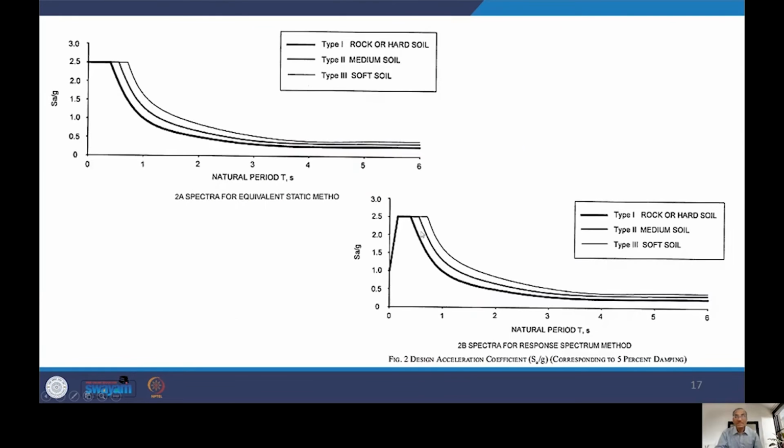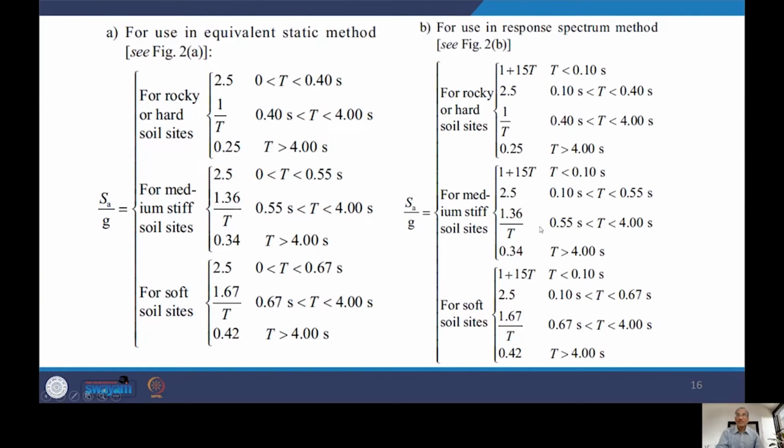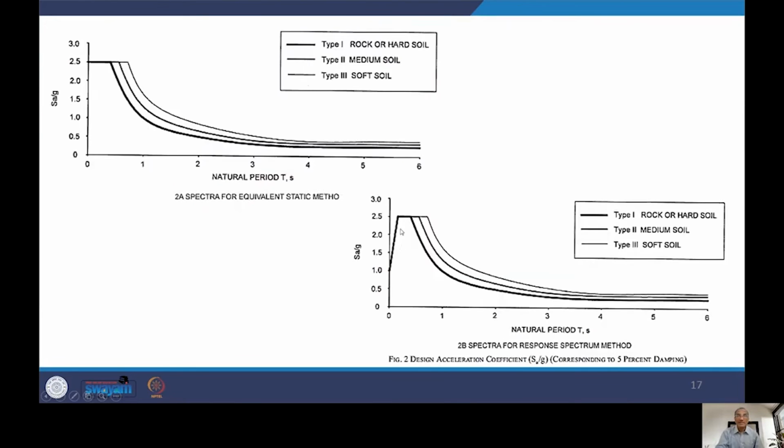While in this case, the rest of the part is the same. Only there is a difference between this and this, related to this one and then the multiple. If you see here, this is 0.1 up to 0.1 second, irrespective of the types of soil, this remains. This point belongs to 0.1 second. This tip is related to 0.1 second.